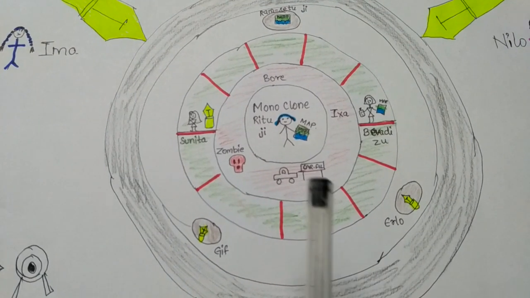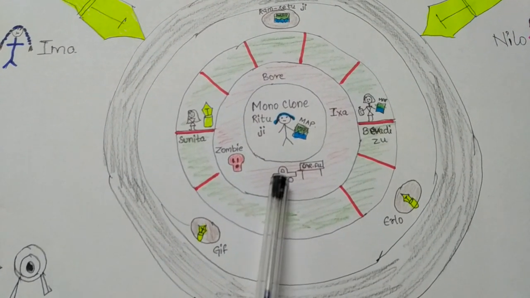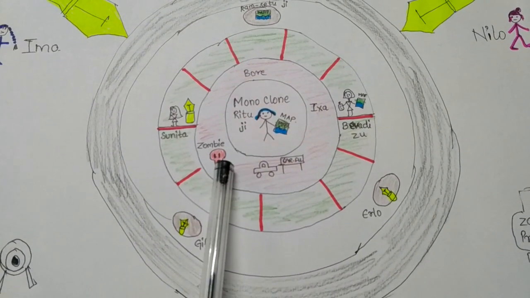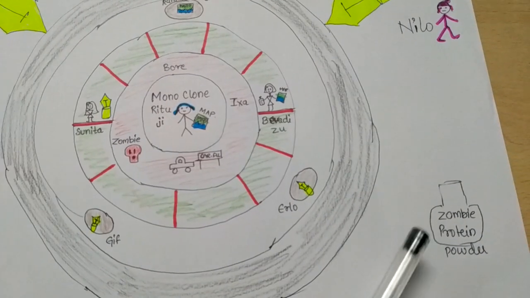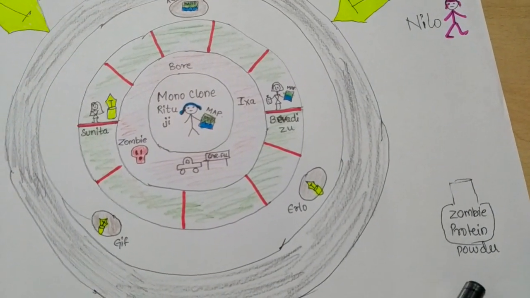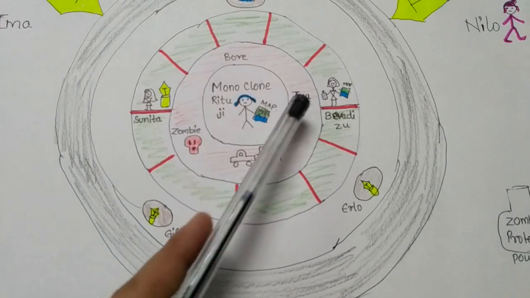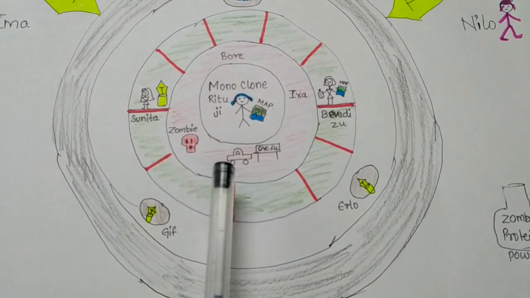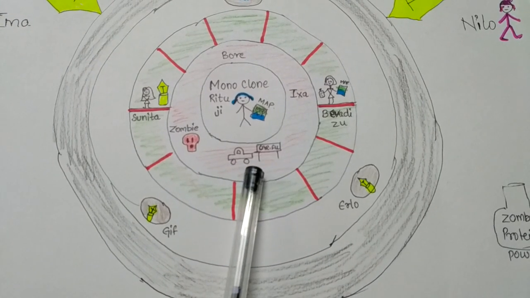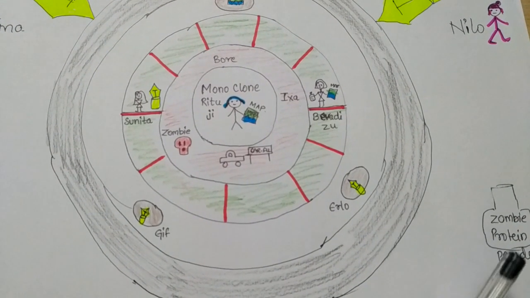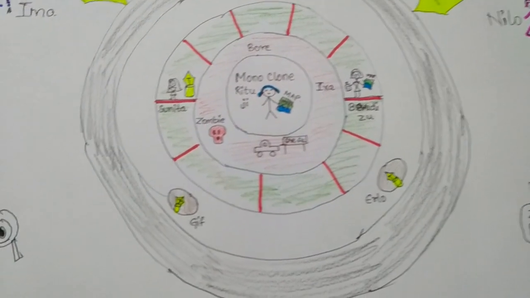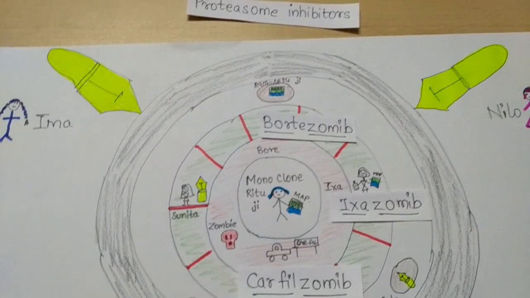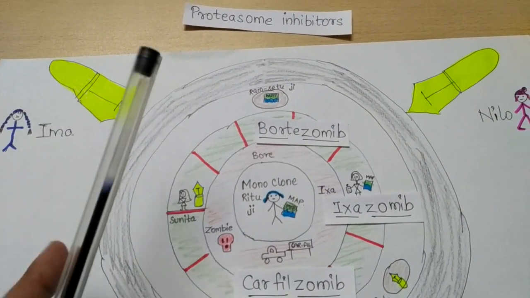Now when we focus on the 4th layer or the 4th circle, what we see is there is a zombie drawn here, and Zombie is a brand of protein powder. It's very famous. So when Isa got bored, he went to a Carfill station and bought a zombie protein powder. So the class of drug is protein zombie powder.